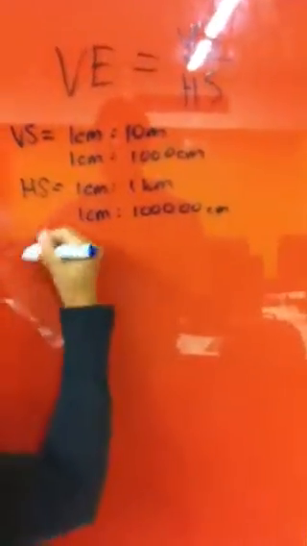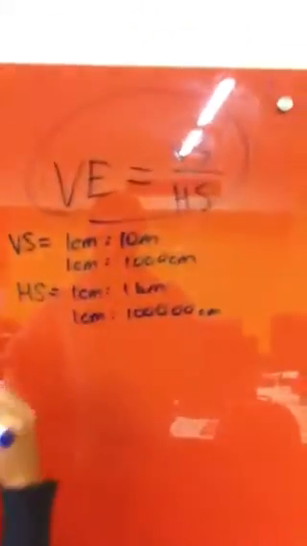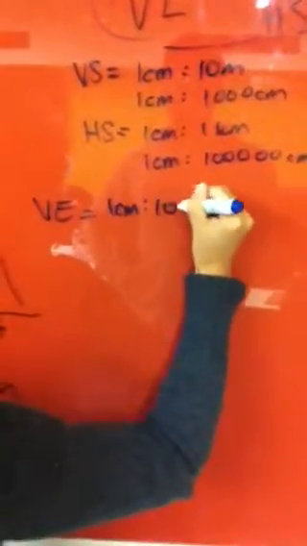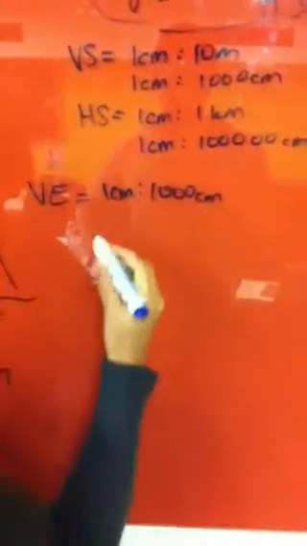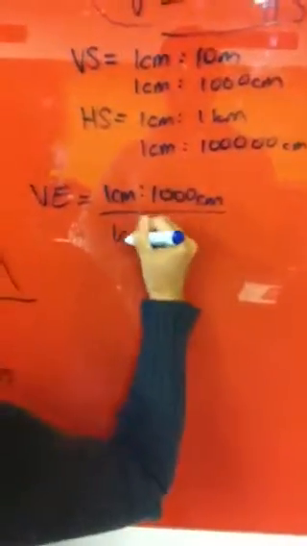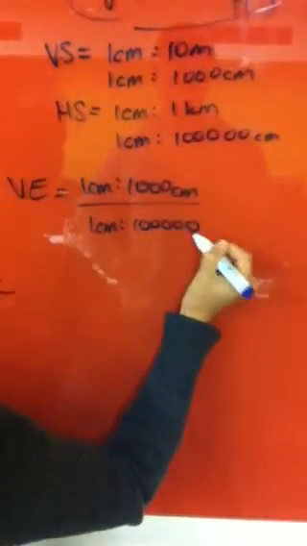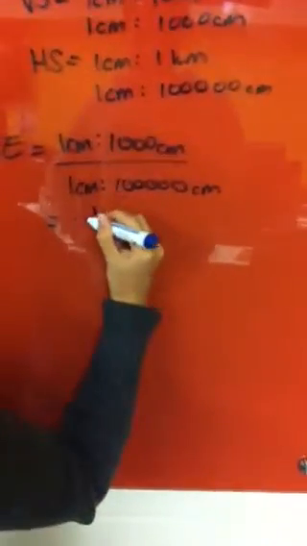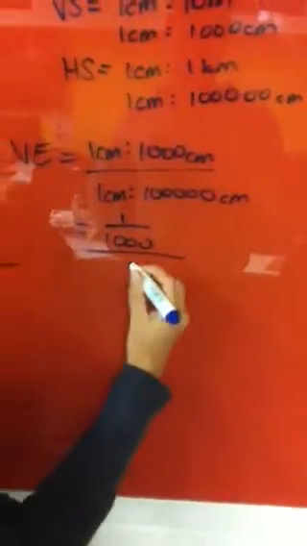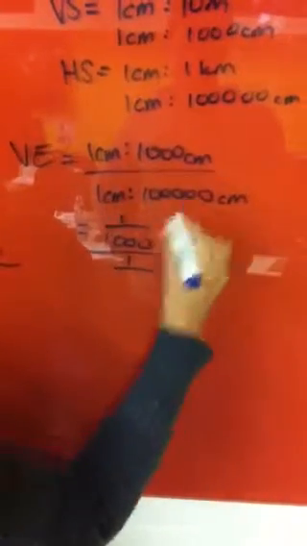That's the horizontal scale. So now back to our formula, which is up here. So the vertical exaggeration is 1 centimetre representing 1,000 centimetres divided by 1 centimetre representing 100,000 centimetres. Another way of writing that would be 1 over 1,000, this is the vertical scale, and 1 over 100,000.